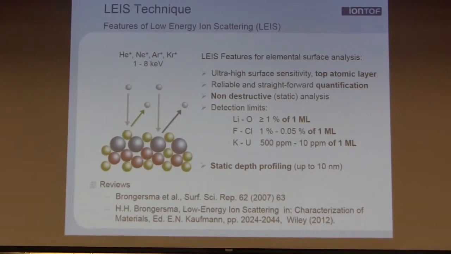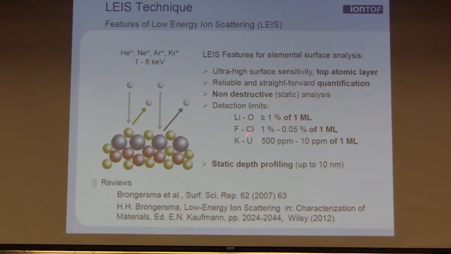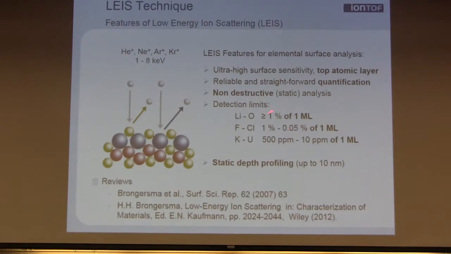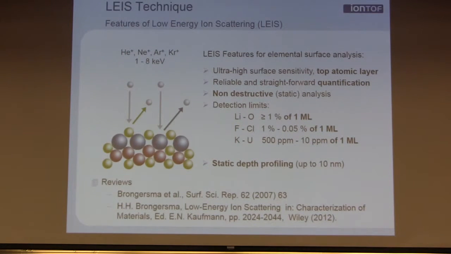Just to get some numbers, here you see some sensitivities for light elements. Lithium, you are not so good, your sensitivity is not fantastic. Say for lithium oxide around a percent, a few percent. Fluorine, chlorine, you get better. And once you get to the heavier elements, finally you end up with sensitivities of the order of 10⁻⁵, but of the outermost atomic layer.